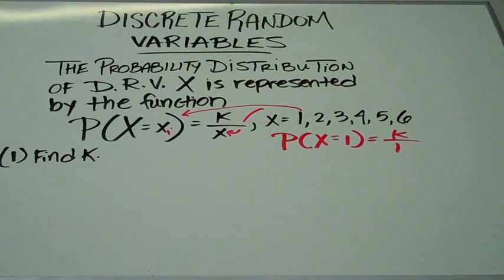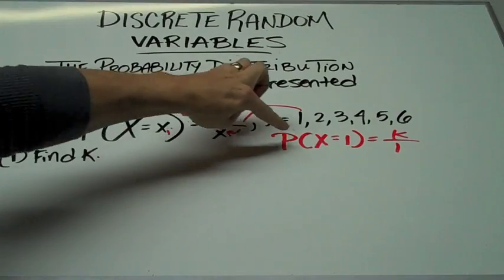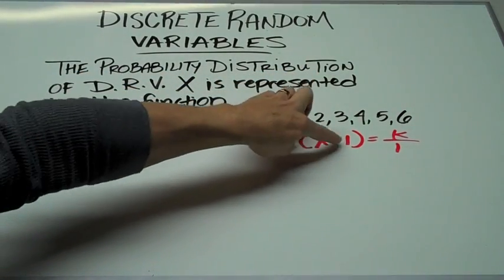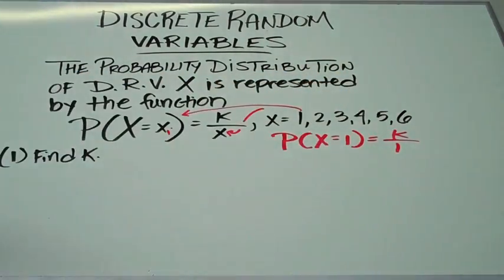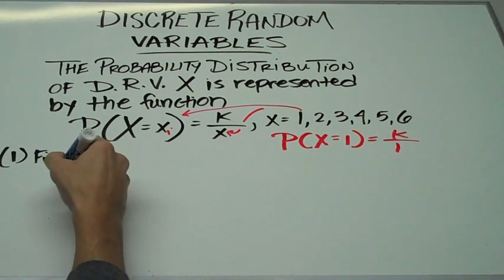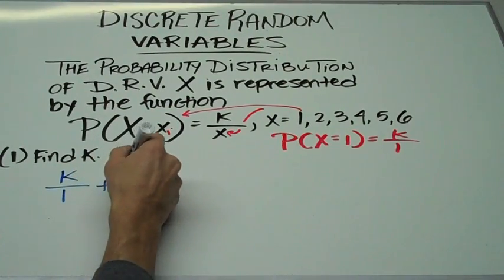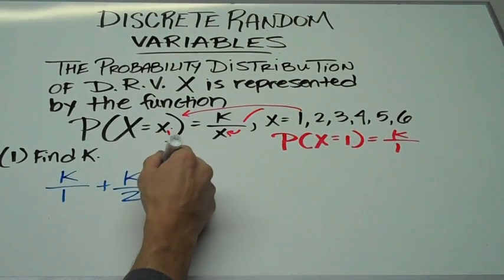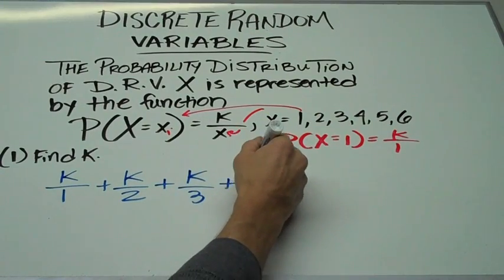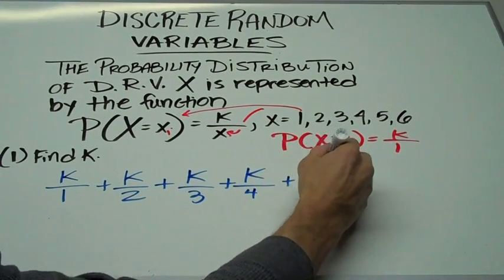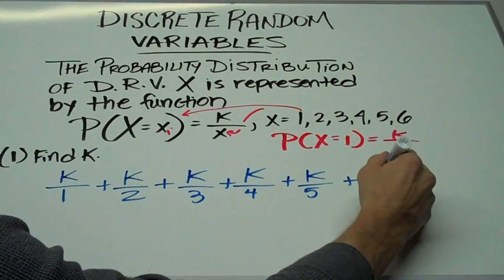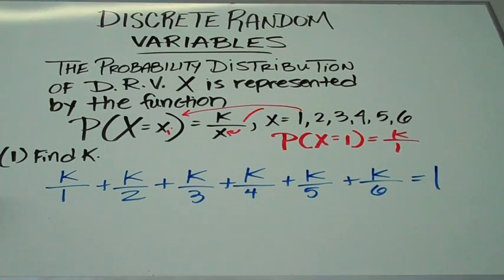Well, what do we know about discrete random variables so far? We know that if I plug a 1 in here, the probability that my DRV is equal to 1 equals k over 1, which is between 0 and 1. We also know that the sum of all the probabilities is equal to 1. Well, let's use that information to solve our problem. We know that k over 1 plus k over 2, plus k over 3 plus k over 4 plus k over 5 plus k over 6 is equal to 1. We know that from our work with discrete random variables.